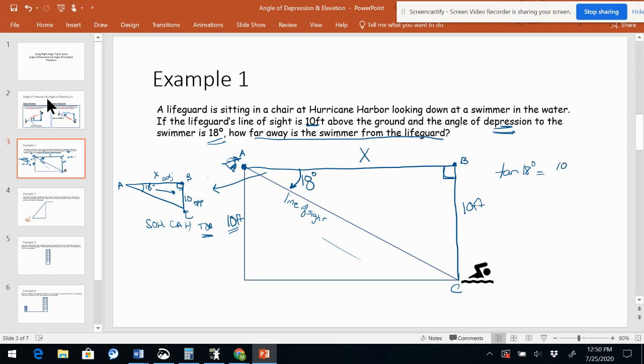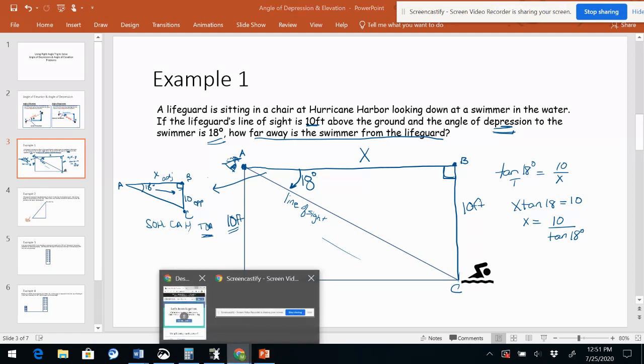My opposite side is 10. My adjacent is X. I'm going to put this over 1 and cross multiply. I get X times tangent of 18 equals 10. I'm going to solve for X and get X equals 10 divided by tangent of 18 degrees.